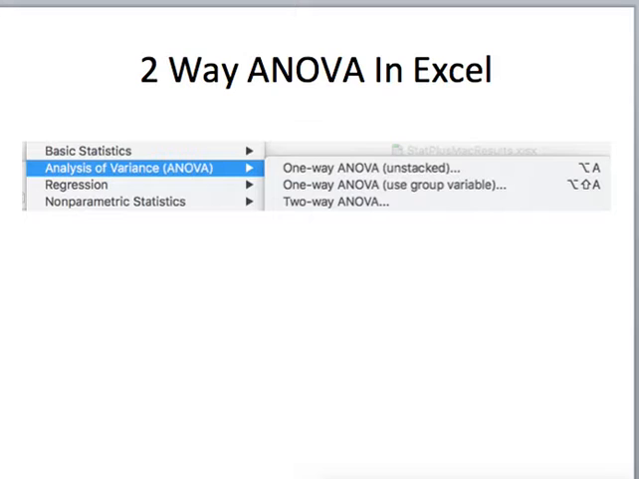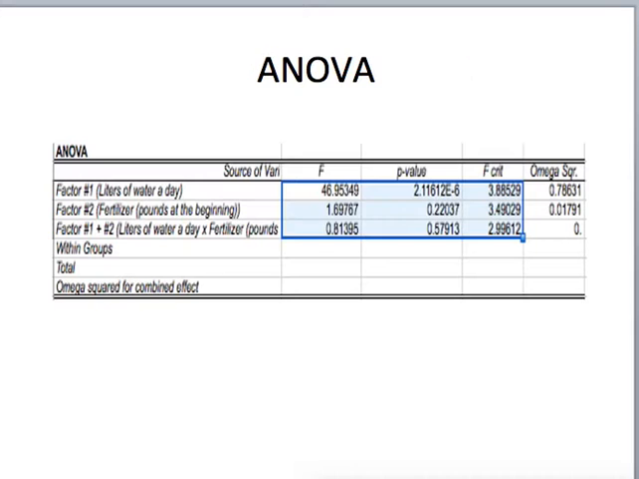In Excel, I had to go to Data Analysis and click on Two-Way ANOVA. We would plug in our values and basically the variables affecting the results, which were water and fertilizer affecting crop yield.